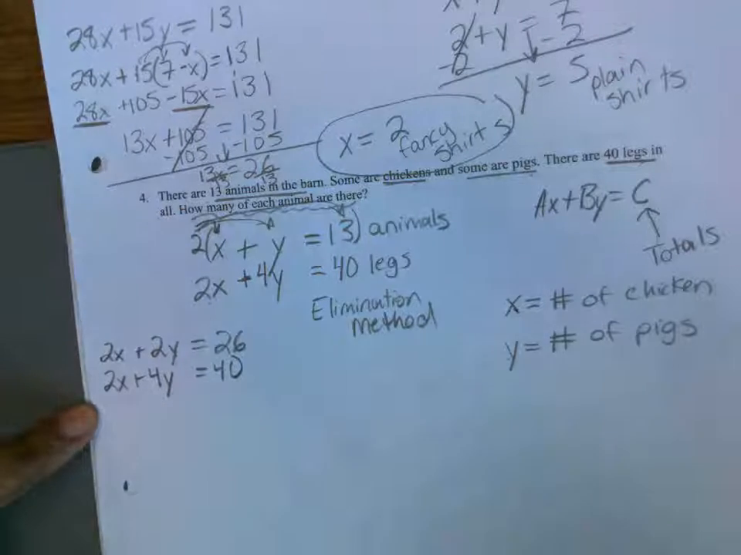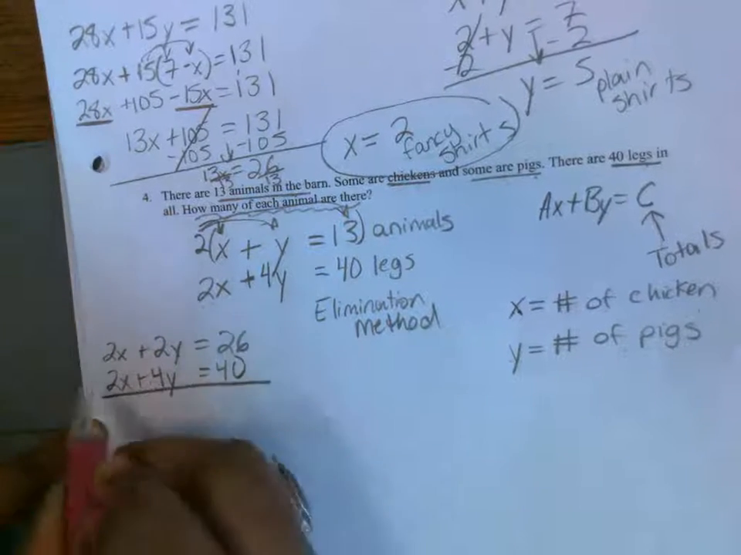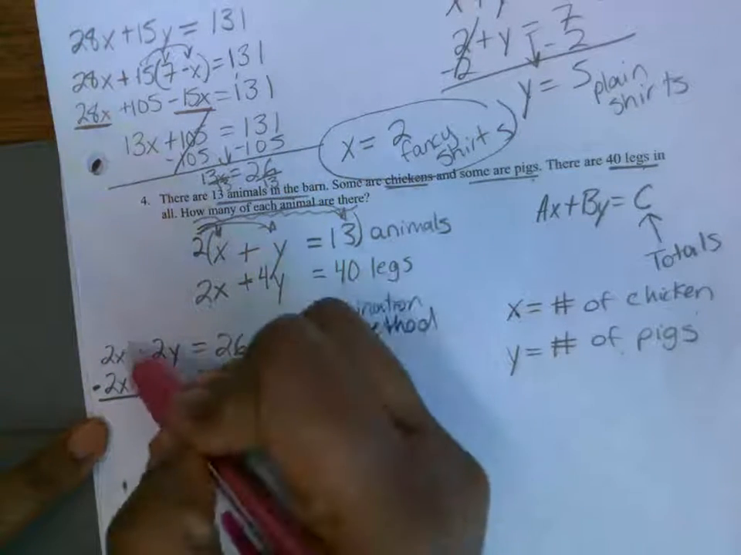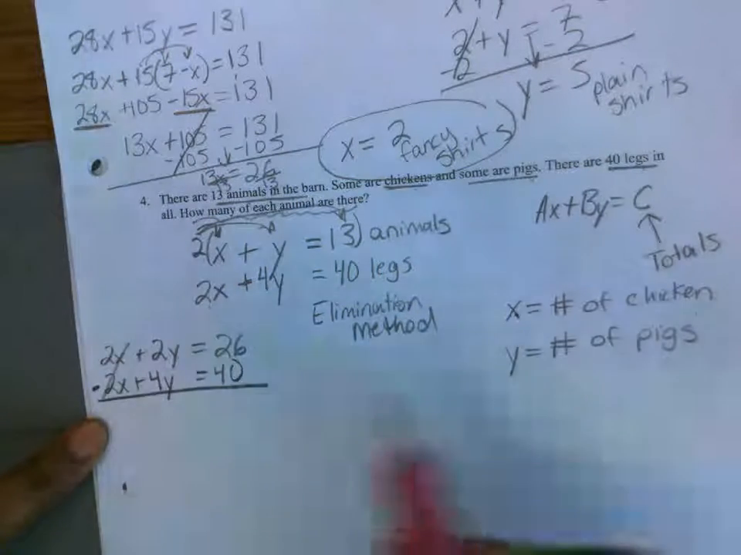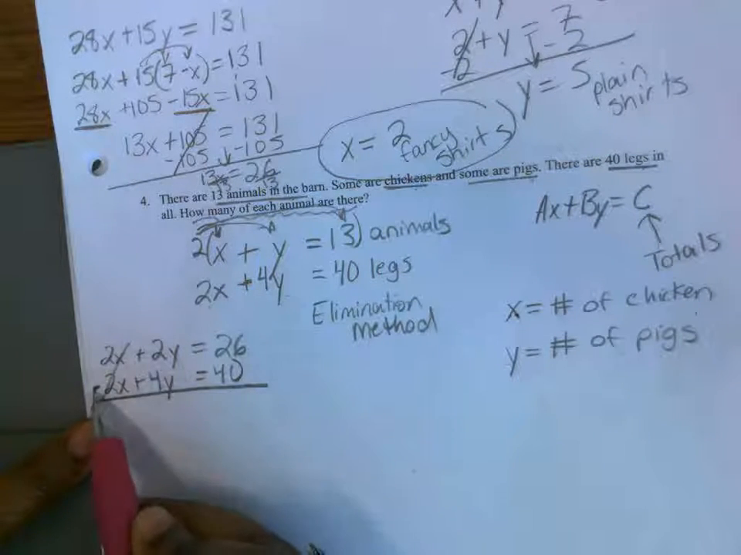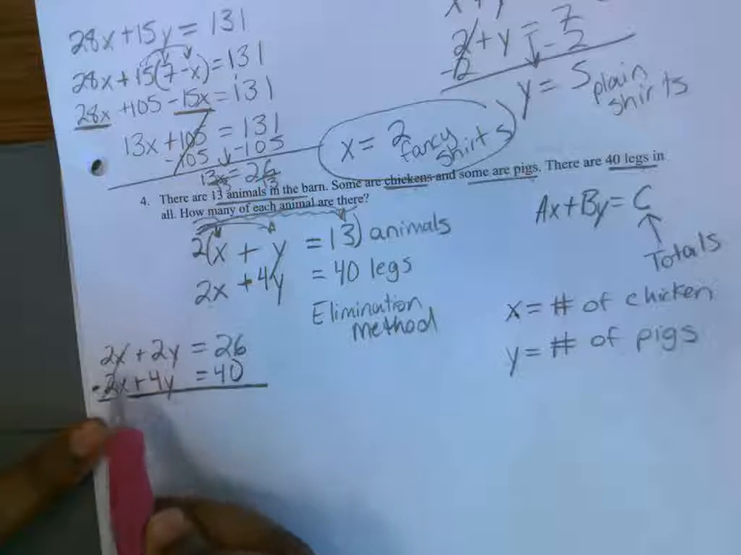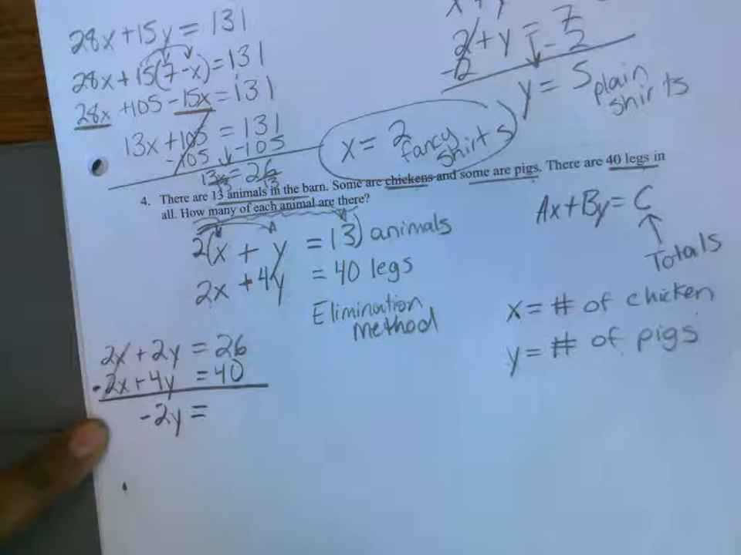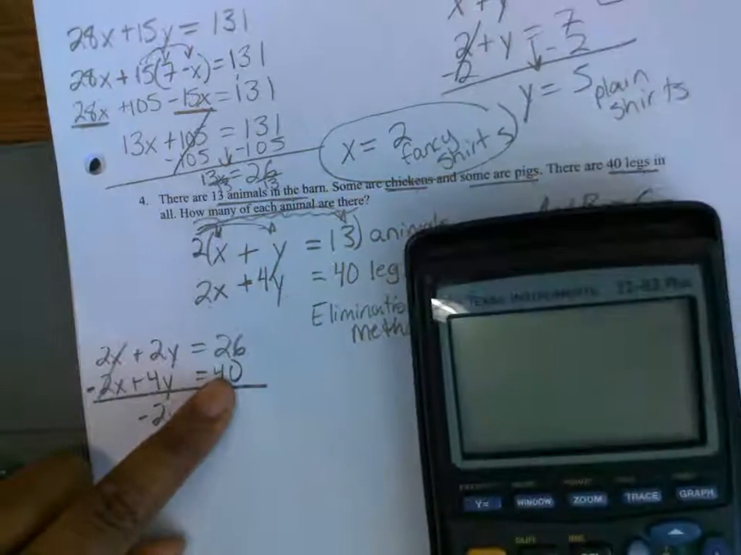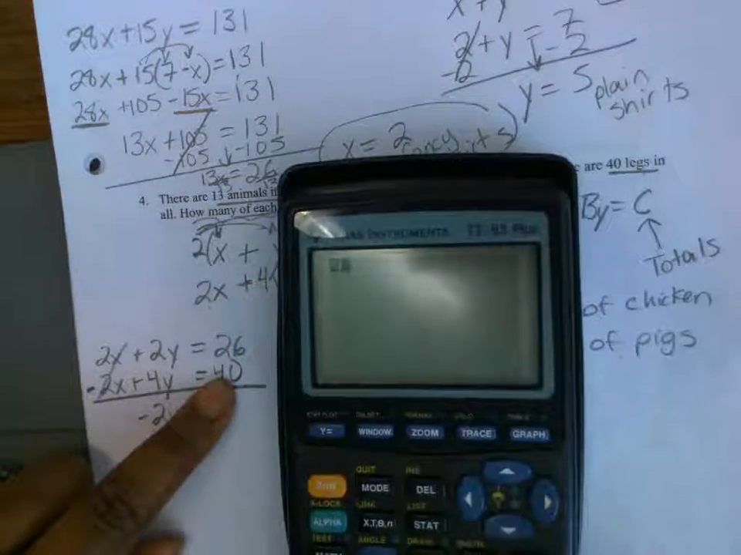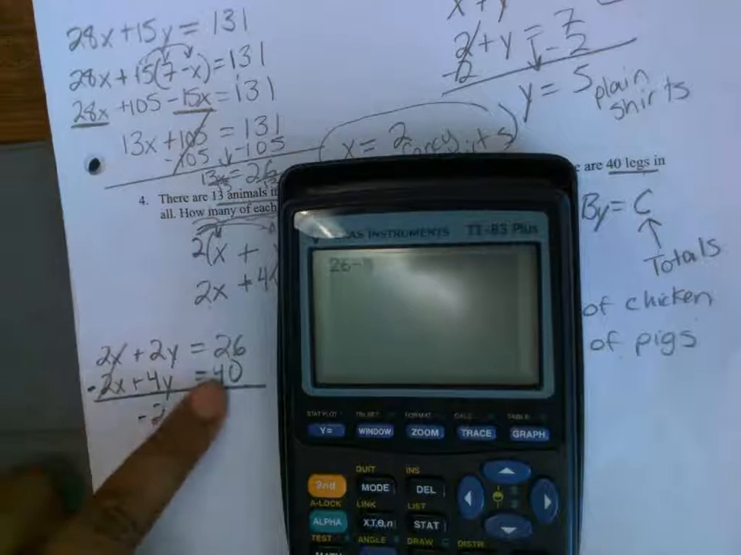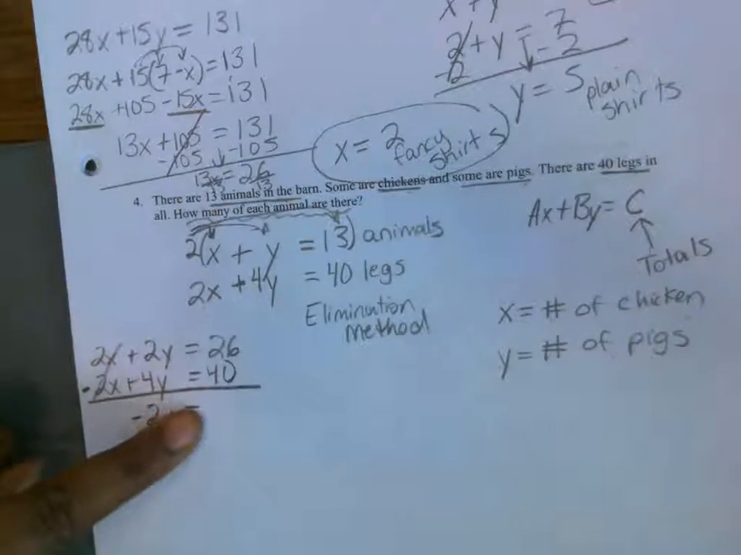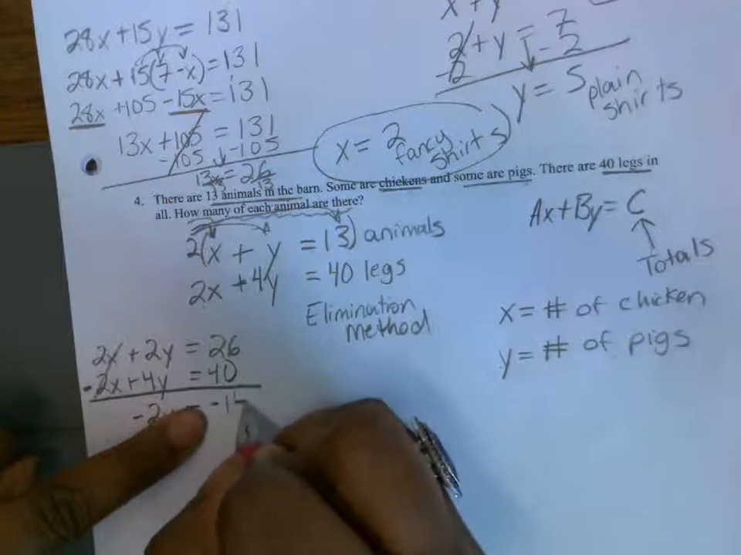Now, to eliminate the x's, I'm going to subtract. So when I subtract, my x's eliminate. When I subtract this, this is 2 minus 4. This is 2y minus 4y. That gives me a negative 2y. And then when I subtract, don't forget the order. That's so important here. That's 26 first minus 40. So that gives me a negative 14. So I put negative 14 here.